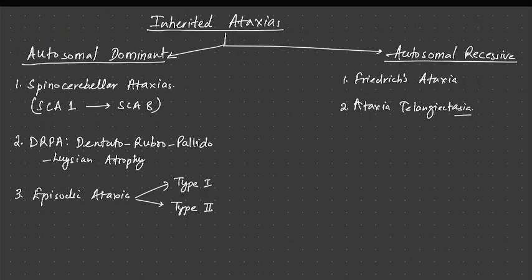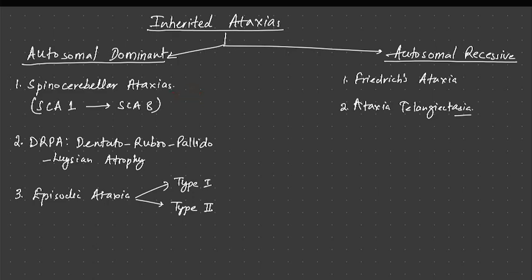Now let us decode the inherited ataxias. Right. It is just classification. We are not going into the details of the ataxias because they will consume a lot of time, and I think another video needs to be uploaded for that. So inherited ataxia can be autosomal dominant, it can be autosomal recessive. In autosomal dominant, there are spinocerebellar ataxias.